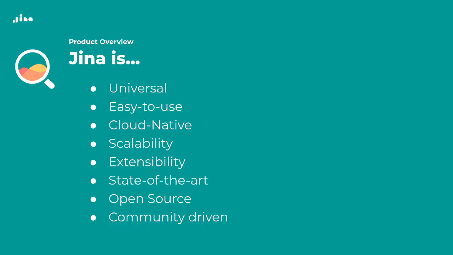So it is universal, in the meaning you can not only search text, but also images, videos, and whenever you find a deep learning model or some model that can leverage a piece of information, then you can search for it. It is easy to use, so we have examples that introduce how you can use it, and you don't even need to write Python. Ideally, you only have to write YAML files.